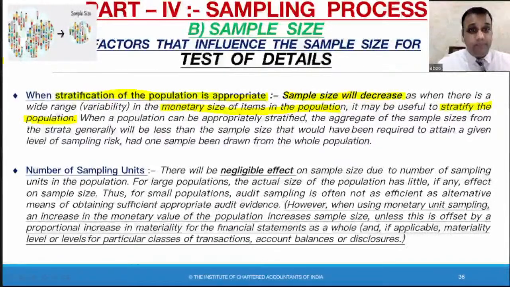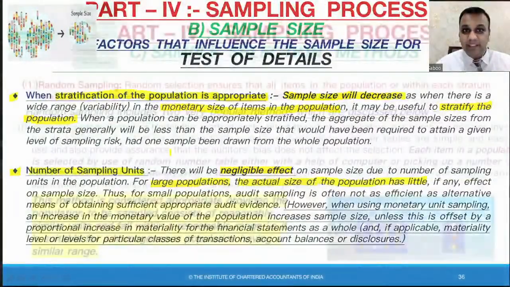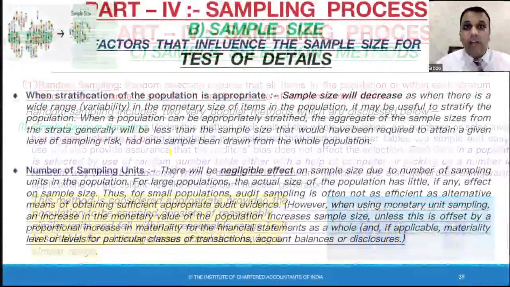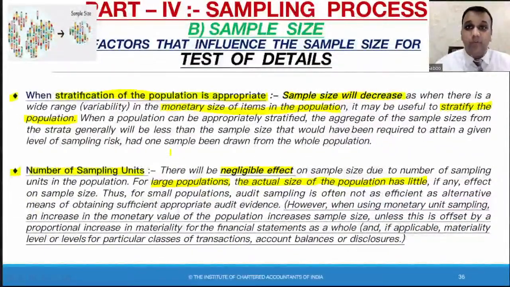The next factor, the number of sampling units. It doesn't matter, it has negligible effect, because for large populations, the actual size of the population has little effect on sample size. Again, the same point which we have covered in test of controls. So these are the factors that influence the sample size for test of controls and test of details.